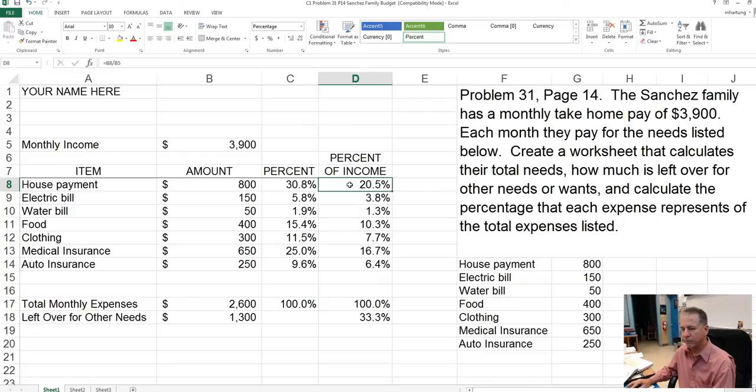So have some fun, play around with these numbers, don't worry about making mistakes, ask questions, and by the time we are through this year, you're going to be very proficient using Microsoft Excel.